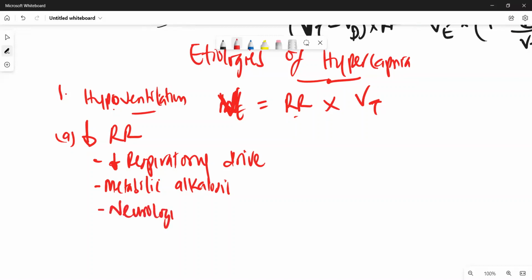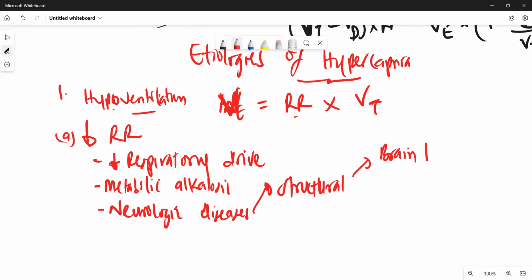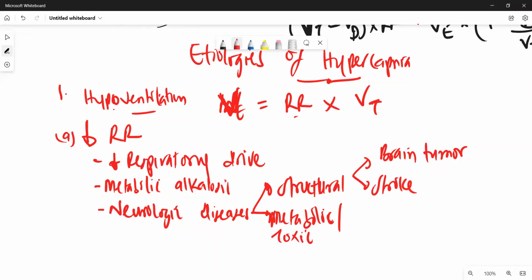The third one is neurologic diseases, right? And under this, we divided this into three. It could be a structural problem in the brain. Examples of structural problems in the brain: somebody who has a brain tumor, or a stroke, like someone who has a very massive stroke. All of this will also suppress the respiratory rate. It could also be metabolic or toxic encephalopathy.